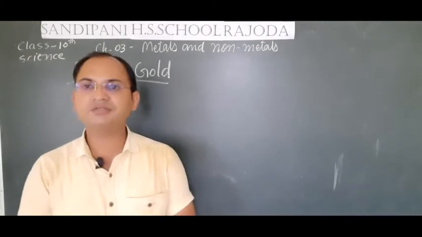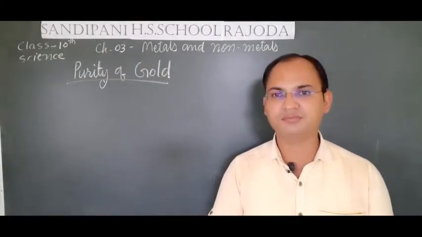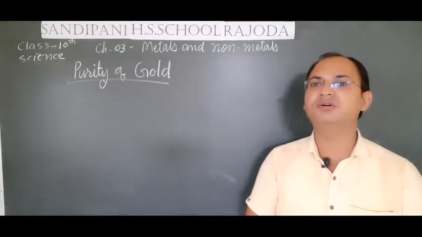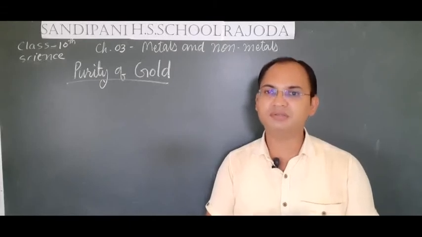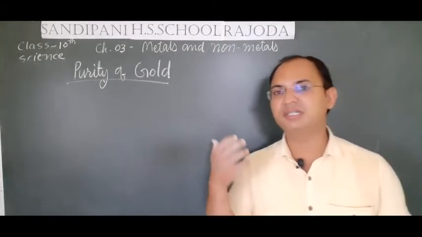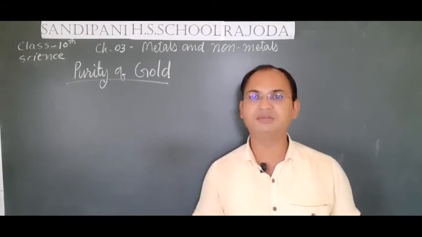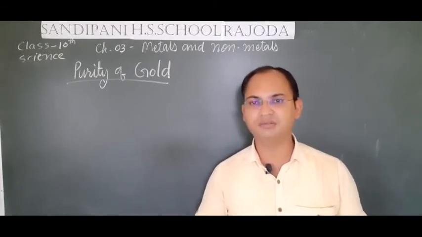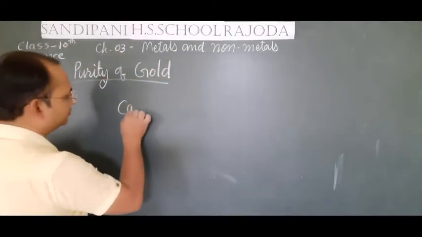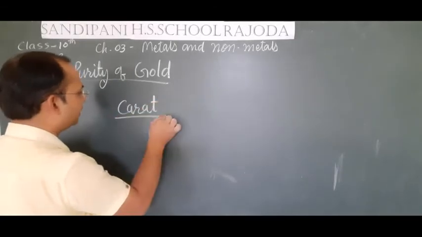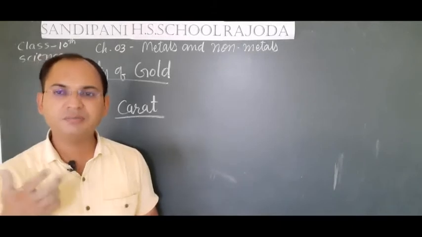Students, our next topic is expressing the purity of gold. Sometimes when you went to the goldsmith shop, you have heard about telling the goldsmith which quality of gold we want, either 24 karat gold, 23 karat, or 22 karat gold. So what is the meaning of this carat, students? Carat is actually the unit of expressing the purity of gold.